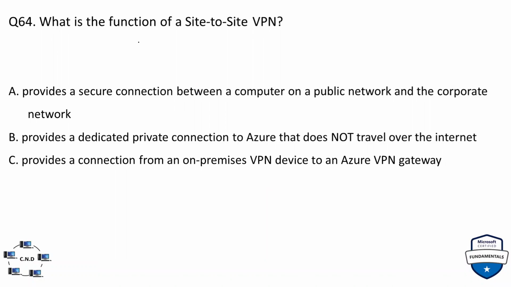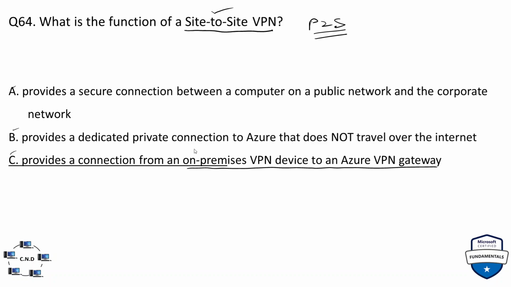Question number 64 is that what is the function of site-to-site VPN? So the keyword is site-to-site. We have also the P2S or the point-to-site VPN. But here we are talking about site-to-site VPN. And the options are A, provides a secure connection between a computer on a public network and the corporate network. B, provide a dedicated private connection to Azure that does not travel over the internet. And C, provides a connection from an on-premises VPN device to Azure VPN gateway.